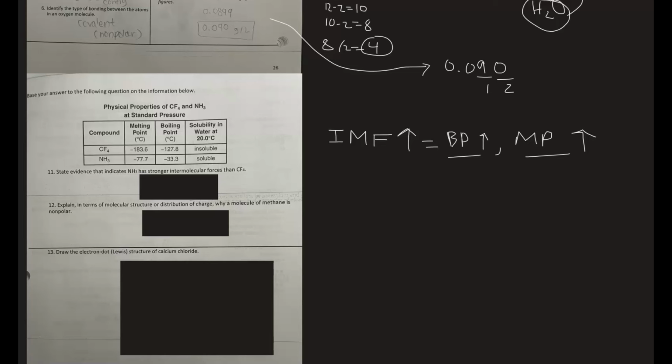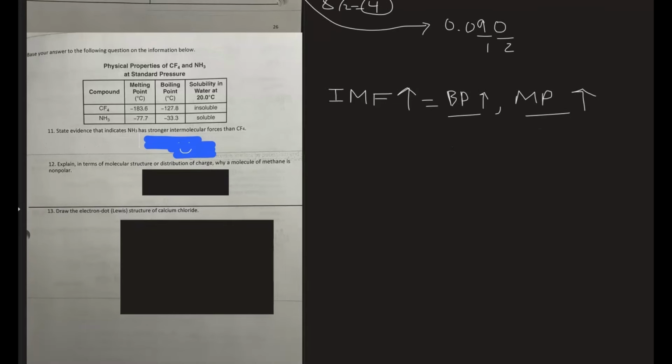Is NH3's boiling point higher? Negative 33.3 is indeed higher than negative 427.8. And is the melting point higher? Negative 77.7 is indeed greater than negative 183.6. And boom, smiley face.